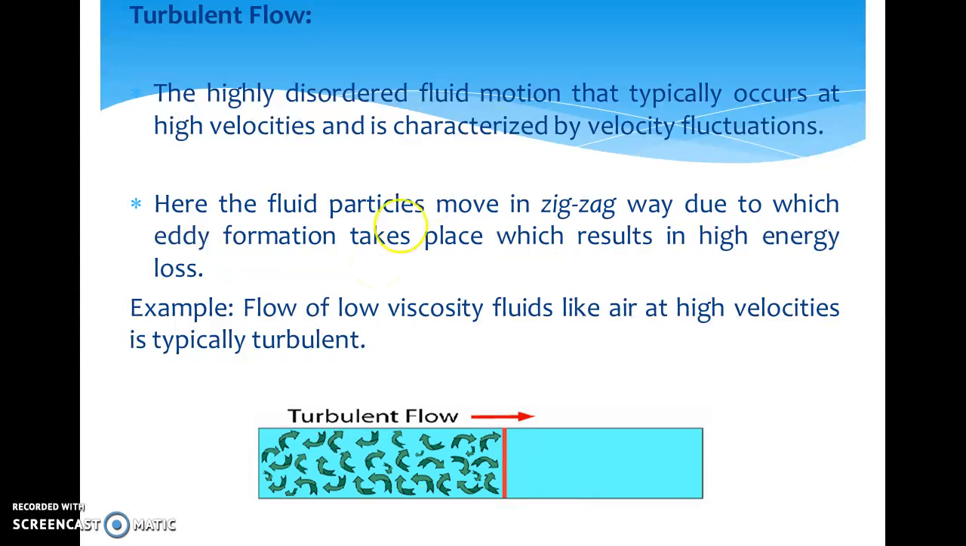It is a highly disordered fluid motion that typically occurs at high velocities and is characterized by velocity fluctuations. Here the fluid particles move in a zigzag way, due to which eddy formation takes place. As we can see here, the fluid particles are moving in a random manner, which results in the formation of eddies. This eddy formation often results in energy loss. In case of flow through a pipe, this kind of turbulent flow will result in head loss, which we'll discuss later.